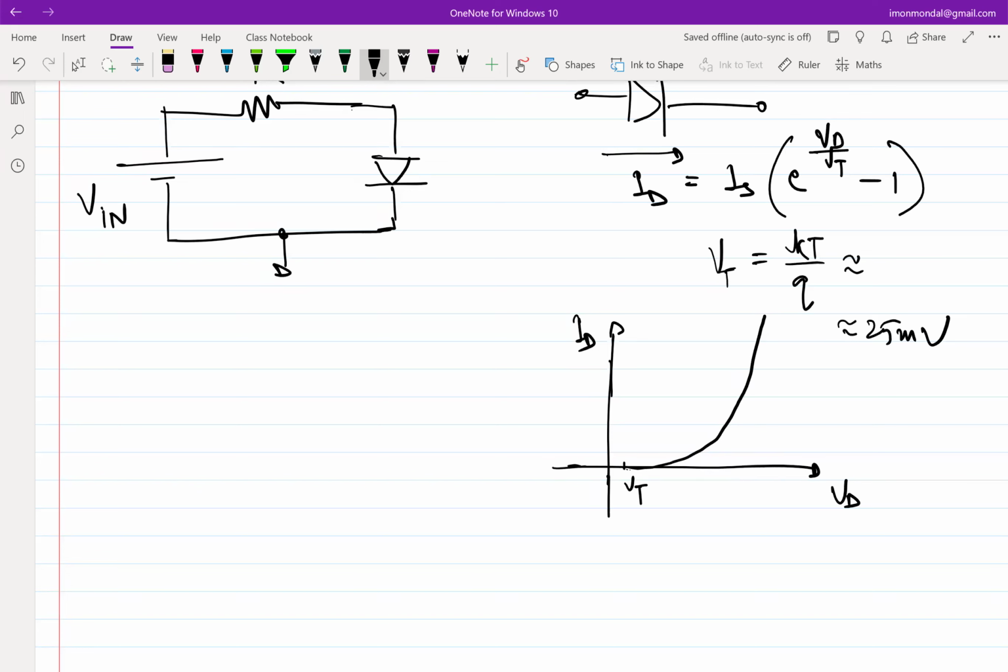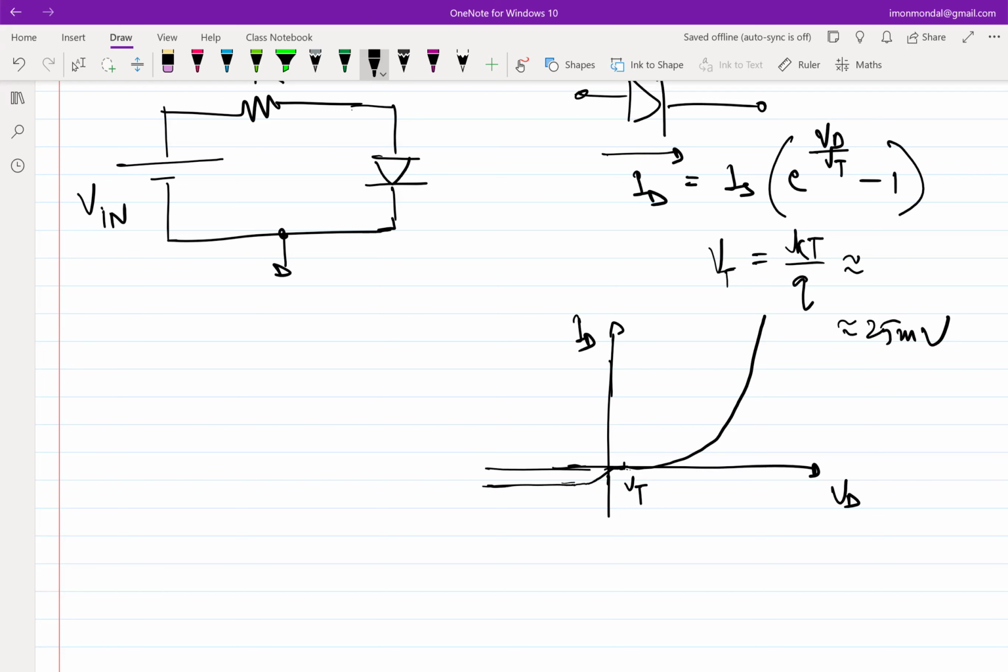And as I go to negative VD, at very large negative VD, where the magnitude of VD is much greater than the thermal voltage, what should ID look like? It should be negative IS, which means it should look like this, right? So something like this is going to happen.